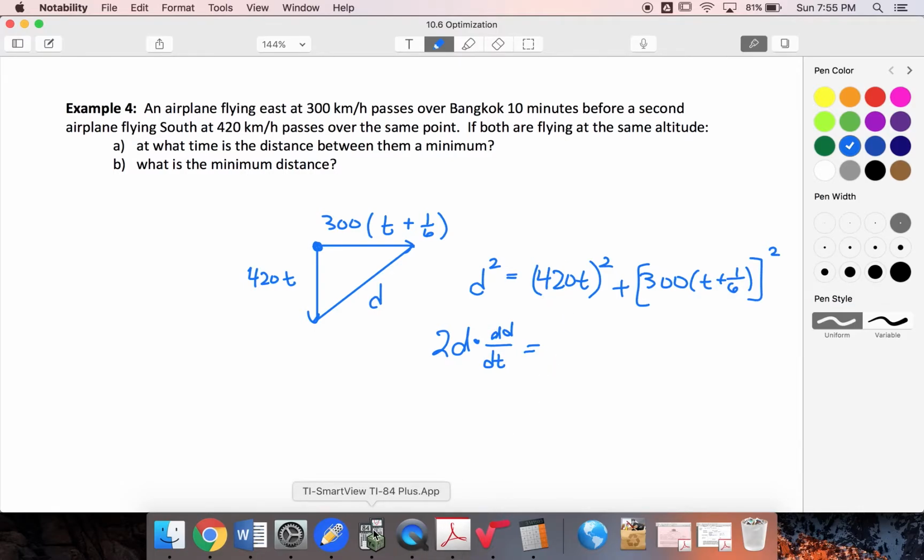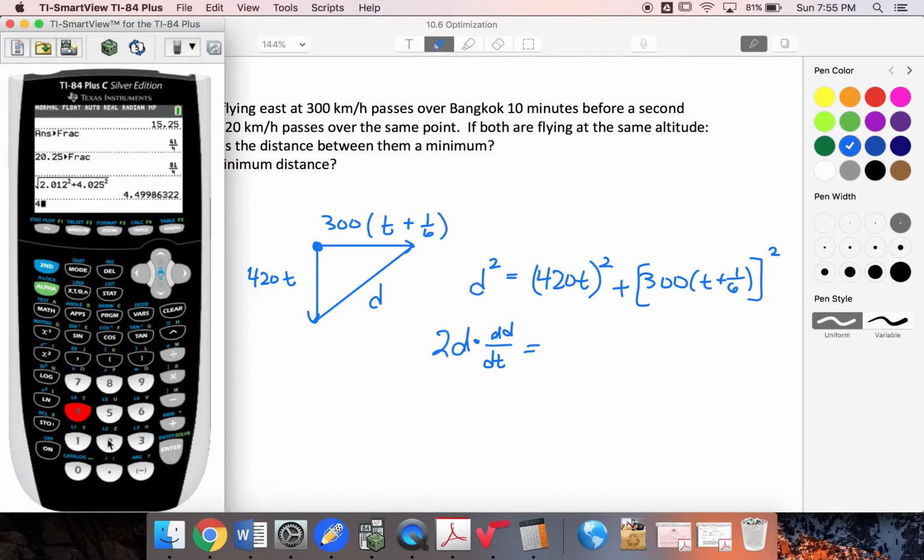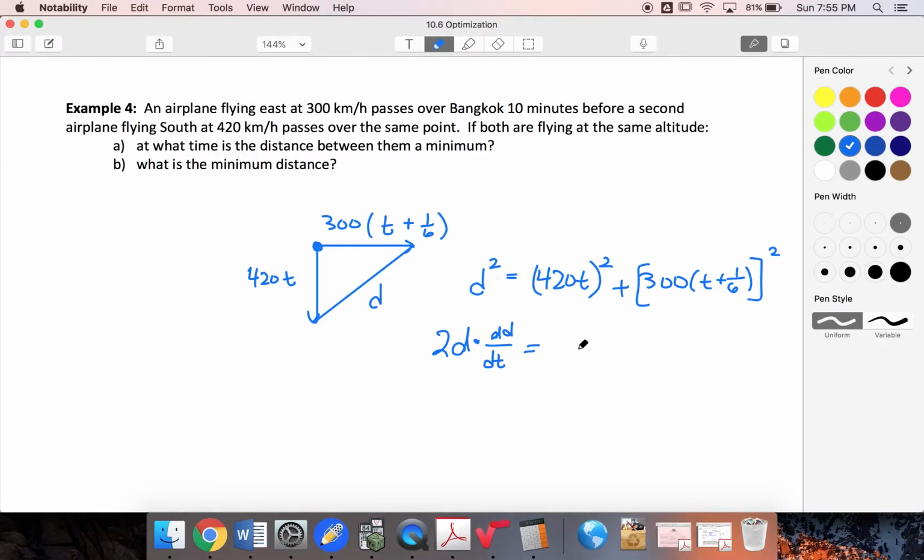So if I expand it, then I've got 420 squared, which is a very big number. And then I would multiply that by 2. All right, so we've got 352,800.